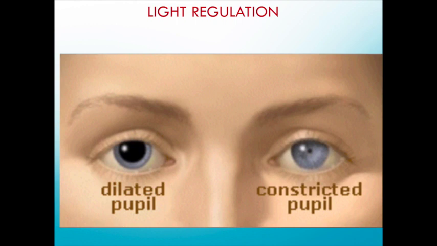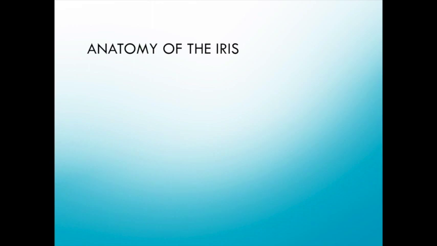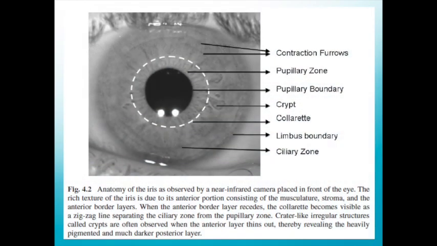So here it is. Here's a dilated pupil and a constricted pupil. And what this constant movement does is give us an enormous advantage in terms of liveness detection. Because if you're going to try to circumvent the iris using some fake iris, well, your fake iris will have to move. It will have to dilate and constrict according to the light conditions that it encounters. We look at that again at a micro level in a moment. But that's a huge advantage to the iris, which is one of the reasons it's right up there as the gold standard of biometrics.